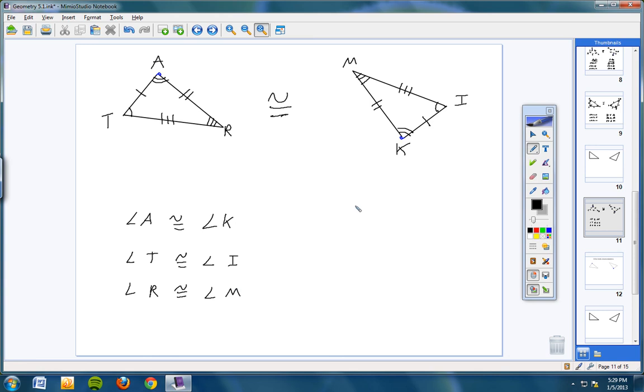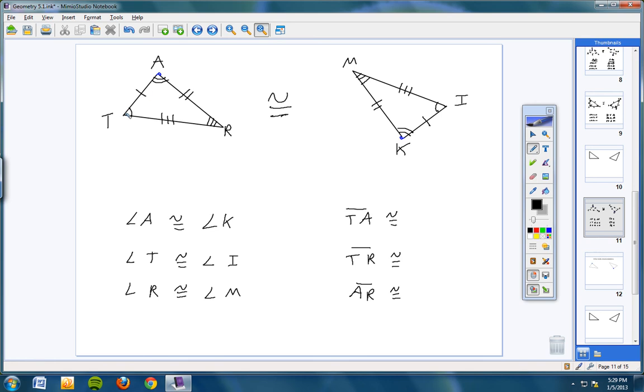All right, now let's come over here, and I want you to match up side TA with its corresponding side, side TR with its corresponding side, and then side AR. Go ahead and do that, please. And look up here when you're finished. I will help you with the first one.